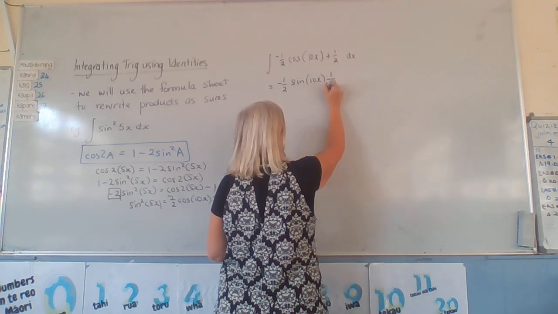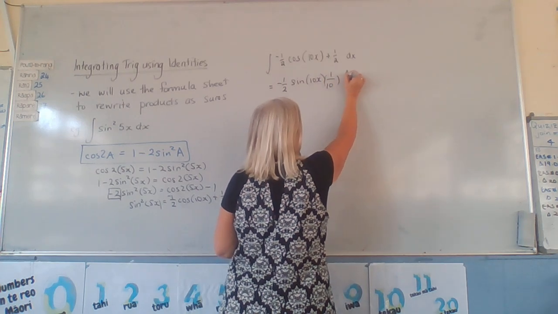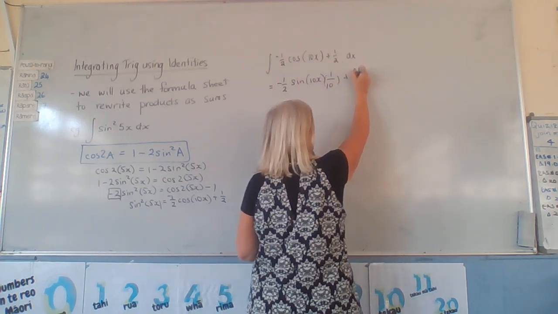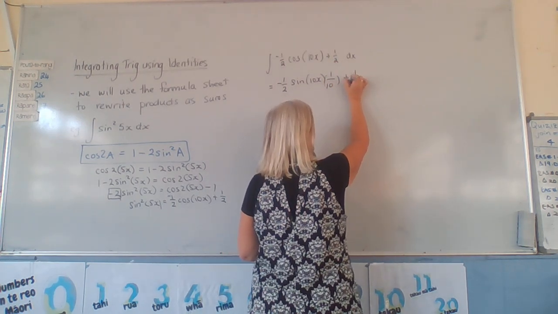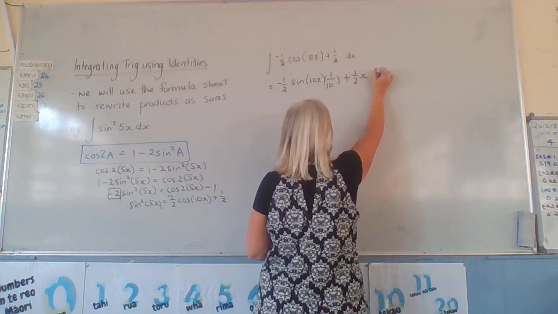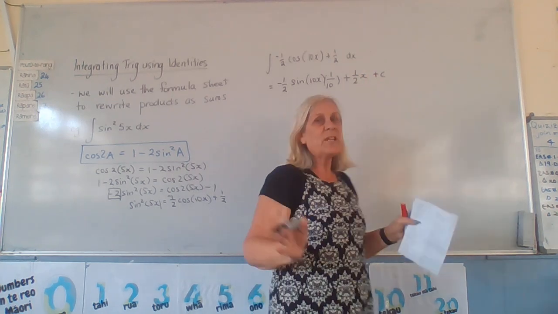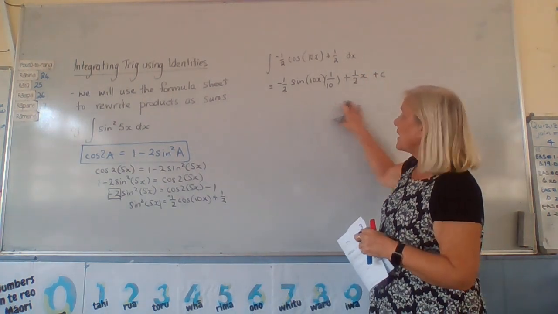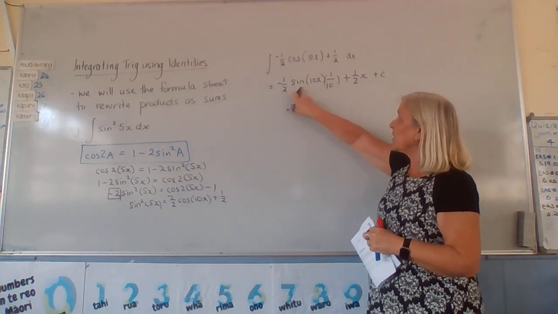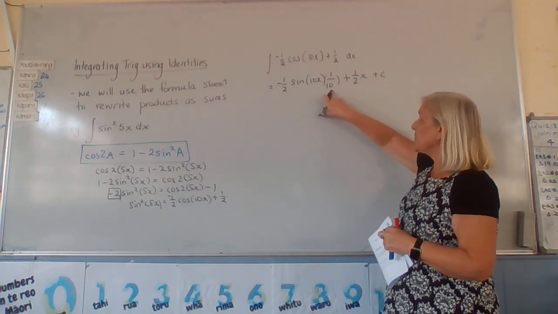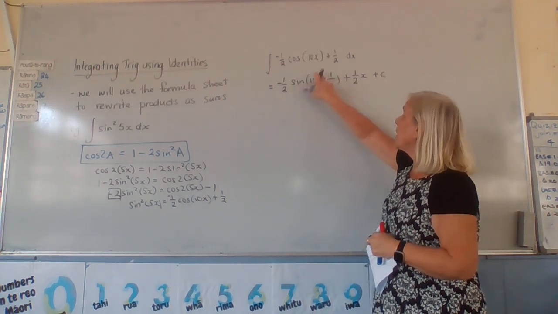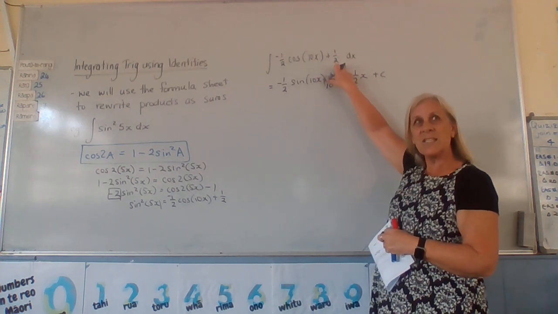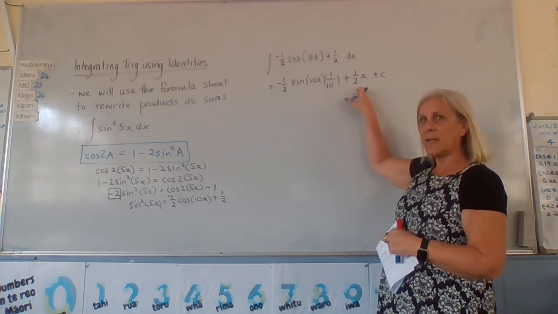compensate, 1/10, plus 1/2 goes to 1/2 x, we introduce the x, plus c. Don't need to tidy it up, happy with that. So I've integrated the cosine, I've compensated for the 10, this is a multiplier, this one here is a constant. When we have a constant, we add an x.